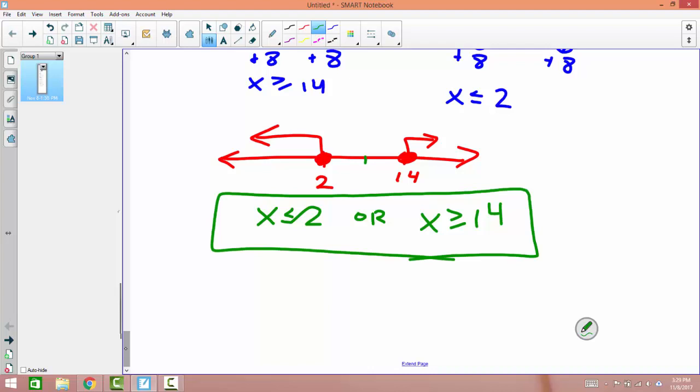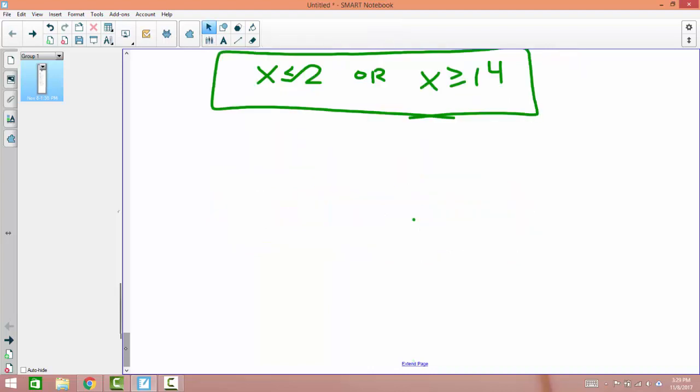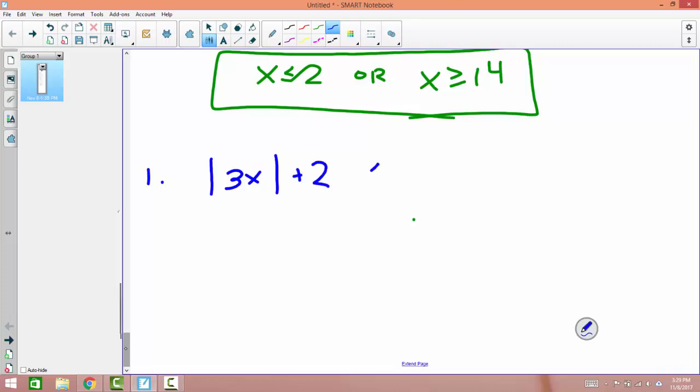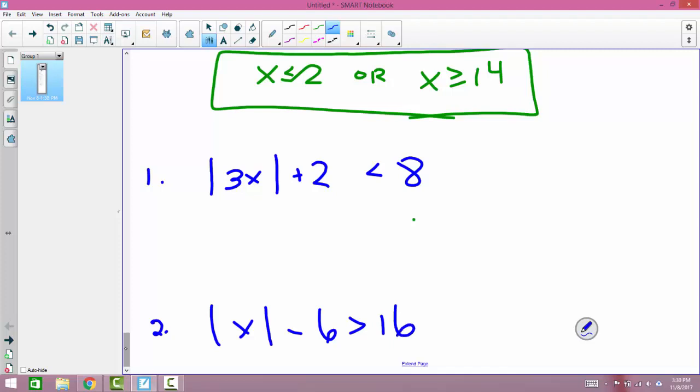All right, I'm going to give you 2 more to try. So the first one is going to be the absolute value of 3x plus 2 is less than 8. And the second one is going to be the absolute of x is greater than 16. All right, go ahead and try those, and when you're done, unpause.